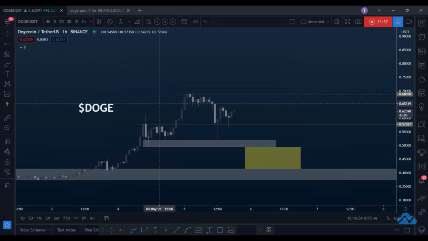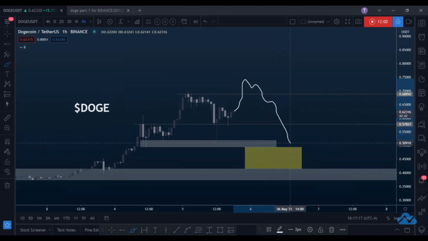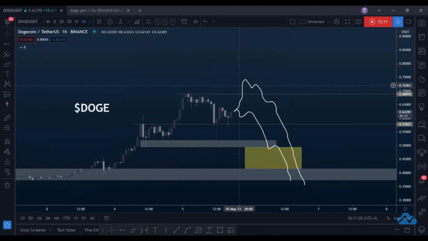Now again, like we were saying, whales manipulate charts, trying to engineer liquidity so that they can enter and exit positions at will. I wouldn't necessarily be surprised to see price pop up here, maybe to 70 or 75 cents, and then come back down into there. But I also wouldn't be surprised if price were to just travel down here as well.